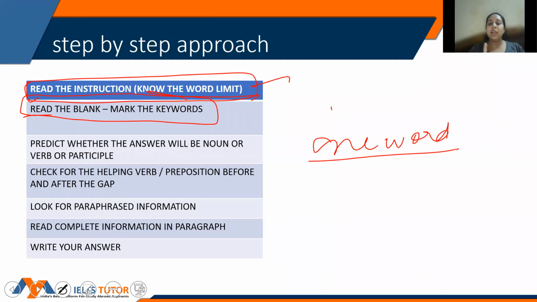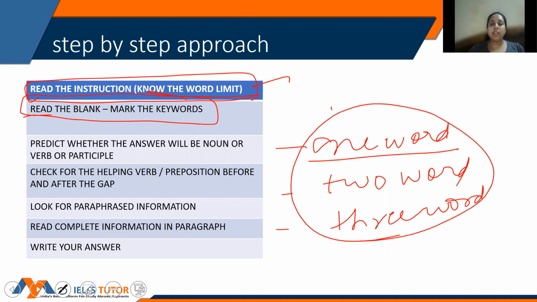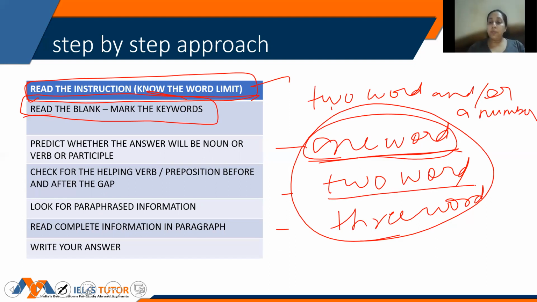It could be a single word answer or a two-word answer or maximum a 3-word answer. If I talk about word limit, sometimes it is given 2 words and or a number. Now, 1 word means it is clear that answer will be in a single word. 2 word means it could be 1 word or 2 word. The maximum words could be 2, not more than that. 3 word means it could be 1 word answer, 2 word answer, or 3 word answer.